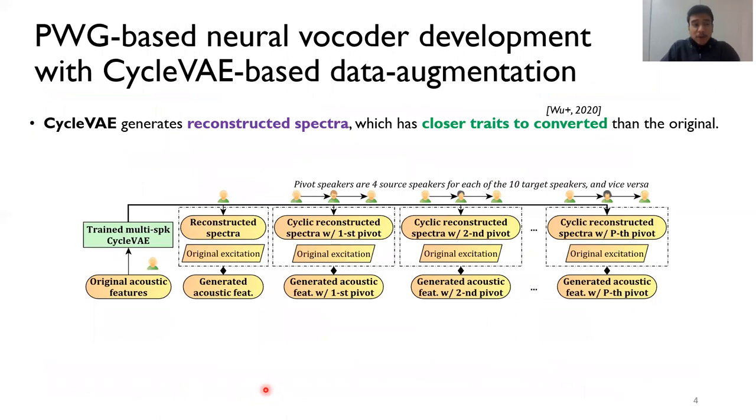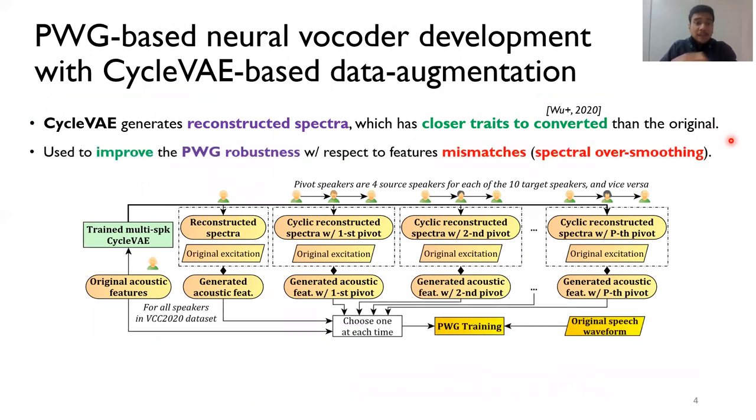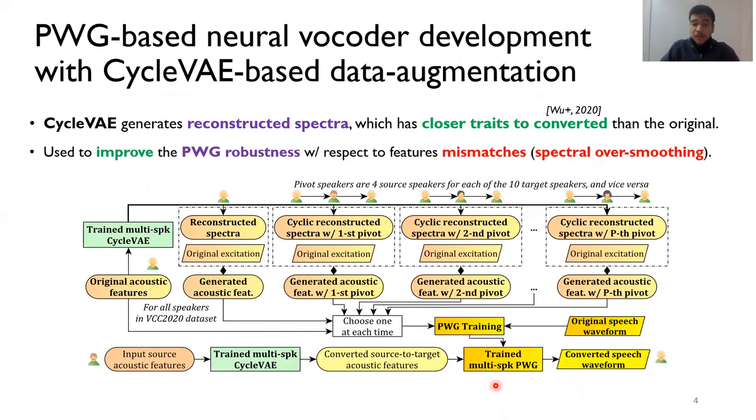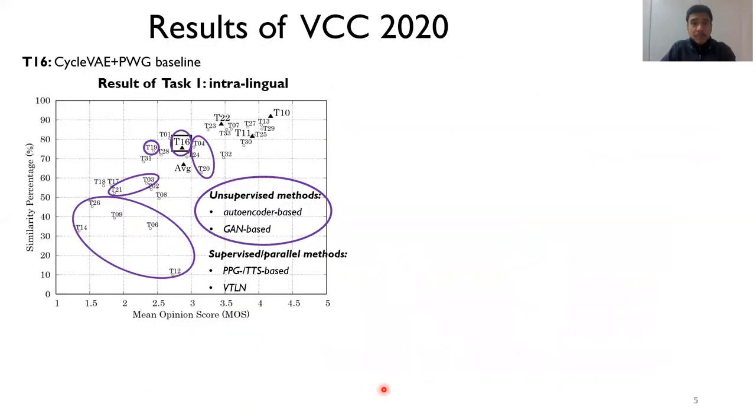And in the development of the PWG neural vocoder, we actually use the CycleVAE reconstructed spectrum because they have closer traits to the converted spectrum than the original spectrum, and they are used to improve the PWG robustness with respect to the feature mismatches. In this case, it's the spectral over-smoothing. And in the conversion, we just use the trained multi-speaker PWG to generate the converted speech waveform from the converted spectrum. And these are the results of the Voice Conversion Challenge 2020.